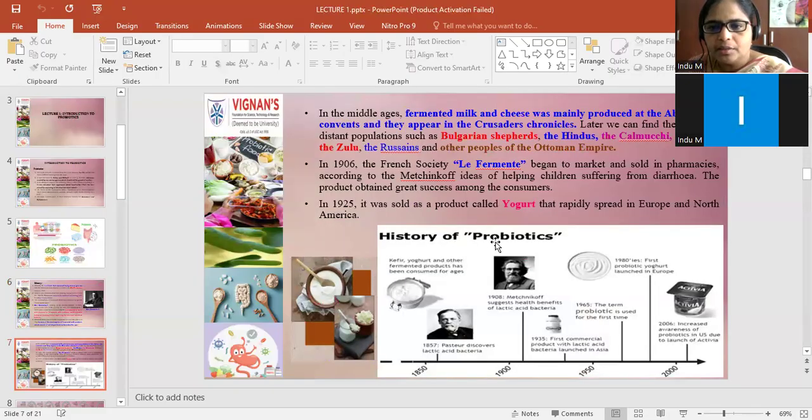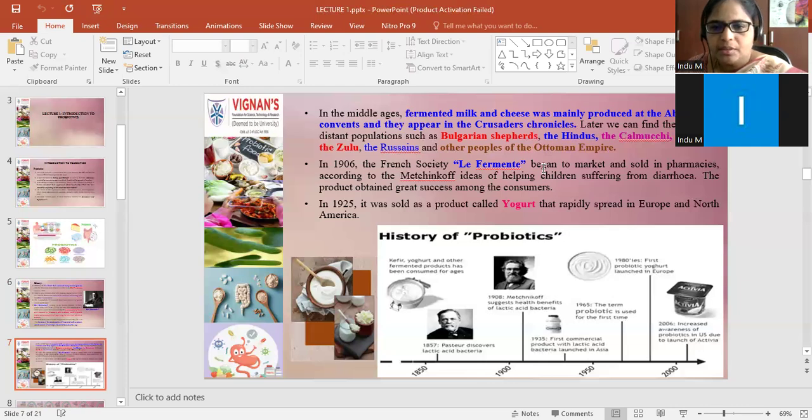In the Middle Ages, fermented milk and cheese were mainly produced at the abbeys and convents, and they appear in the Crusaders' chronicles. We can see the fermented milk and cheese products in these chronicles. And we can also find the Bulgarian shepherds, the Hindus, Kalmuchi in France, Julu, the Russians, and other peoples of the Ottoman Empire. They practiced this fermentation process and developed probiotic products.